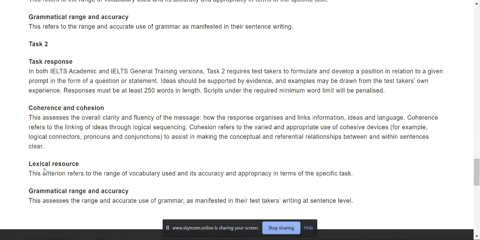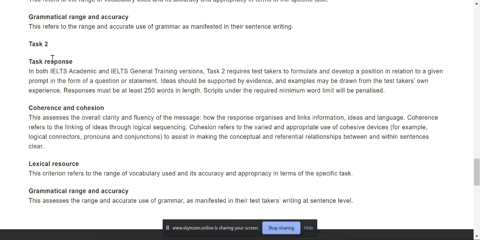Look, lexical resource means how much vocabulary you have, so expand it as much as you can. Coherence and cohesion means the connection and understandability of what you are saying. The first one, that is the key one, the important one: task response. You have to answer the task.